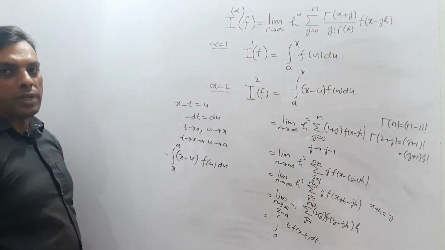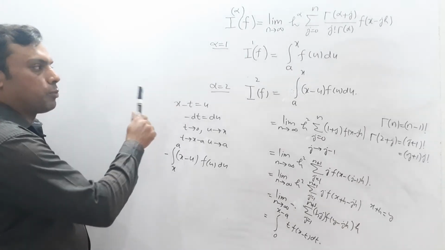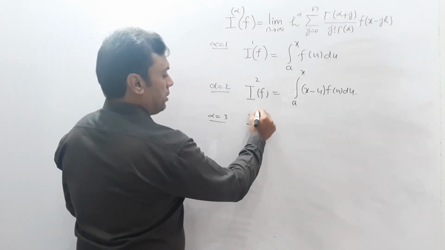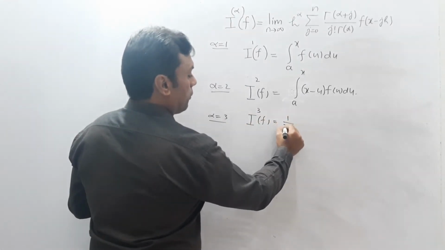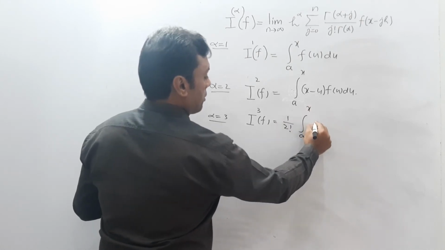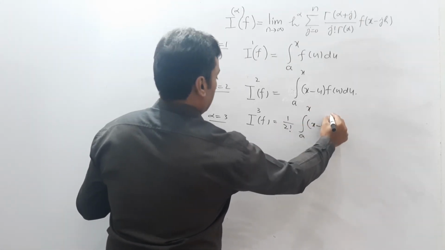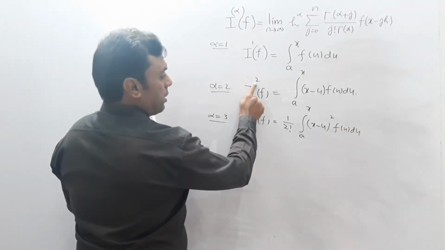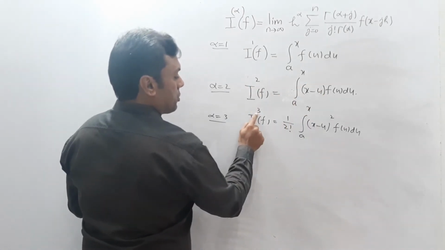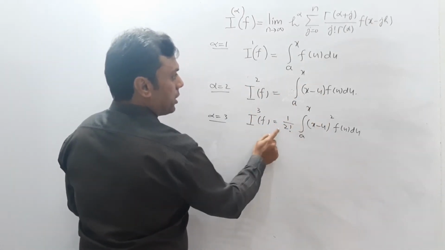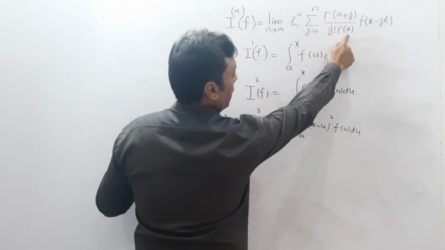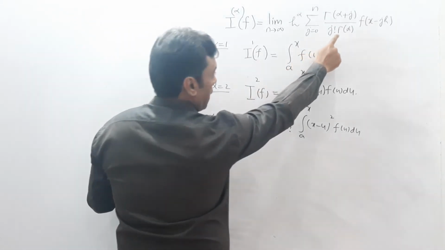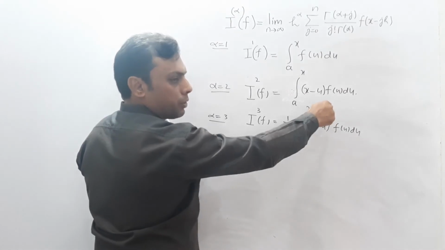Very nice form. And now we have a pattern. According to the pattern, when alpha is 3, this becomes I cube f equal to 1 over 2 factorial, integral from a to x of x minus u squared f of u du. You can see the pattern: for I squared, x minus u has power 1, here it is cube, and now power 2. It came from gamma of 3, which is 2 factorial. When alpha is 4, this becomes gamma of 4, which is 3 factorial, x minus u to the power 3, and f of u, and so on.